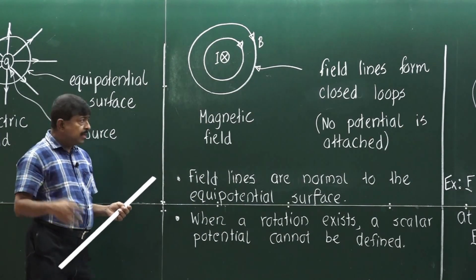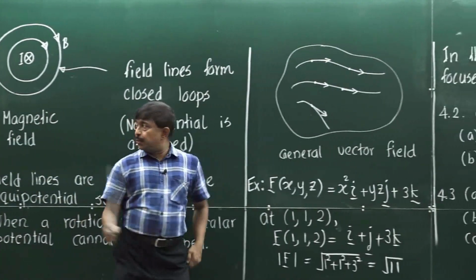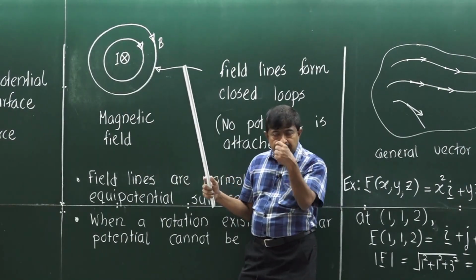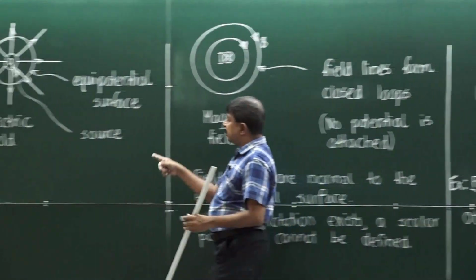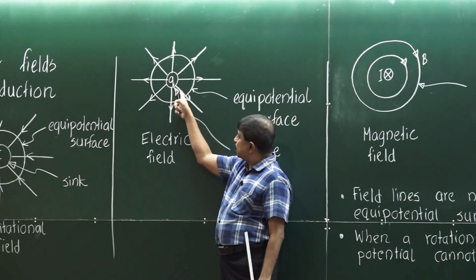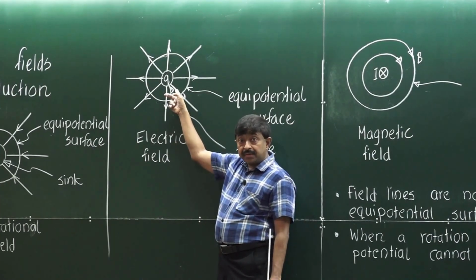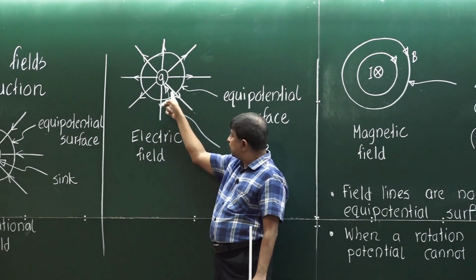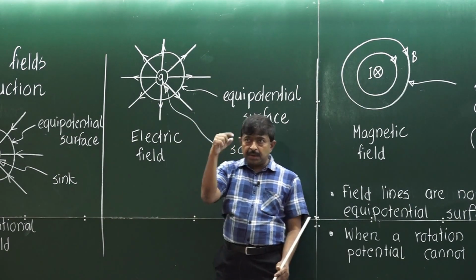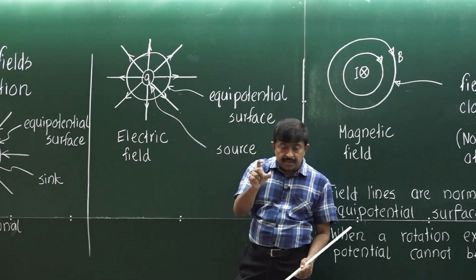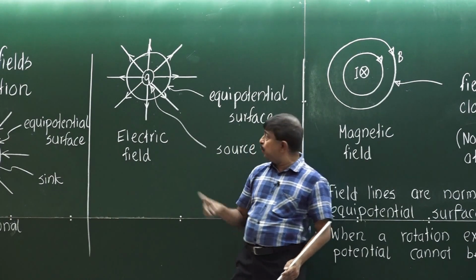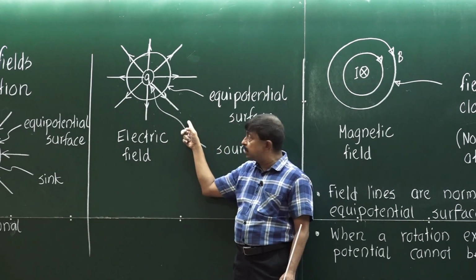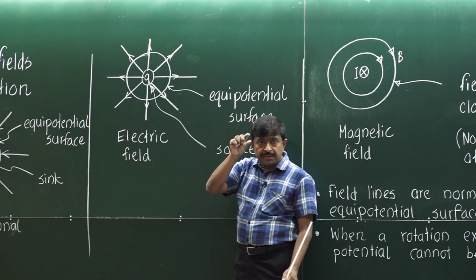Now, in general, a vector field is something like this. In all these three cases, if you take any point, there is a vector with a magnitude. For example, here, when you are closer to q, the strength is higher. When you move further away, the strength is lower. Therefore, if you represent the strength by the length of an arrow, the arrow should be longer near the charge, and when you move further away from the charge, the arrow can be shorter.